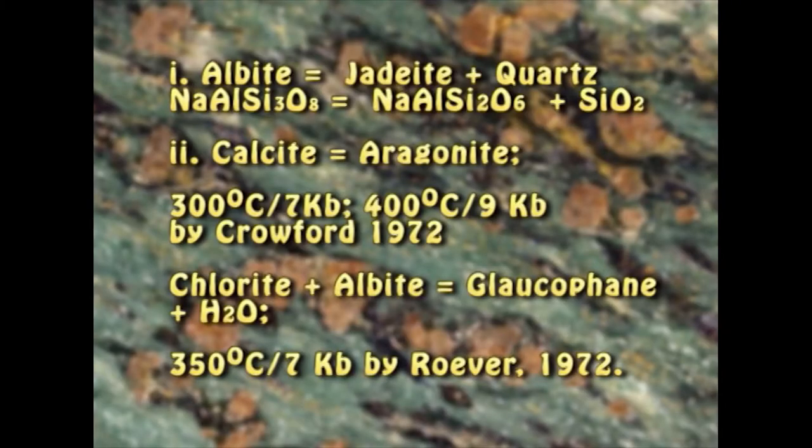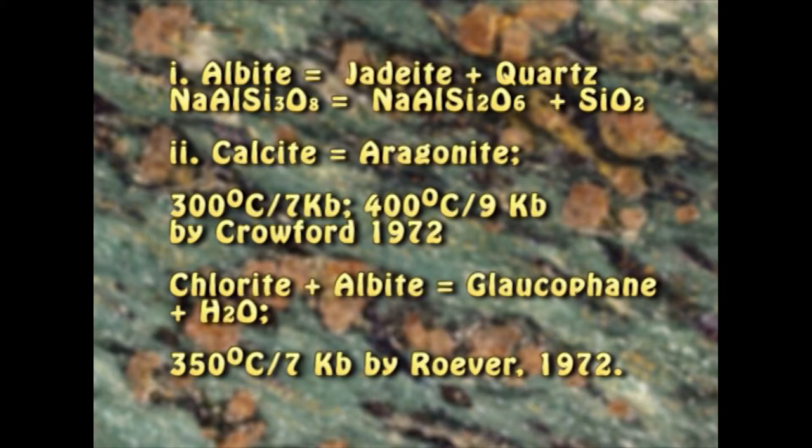Thus, the disappearance of lawsonite and appearance of epidote minerals mark the beginning of glaucophane greenschist facies, higher pressure equivalent of greenschist facies. Pressure condition is indicated by the following reactions. Reaction number 1, albite changes into jadeite plus quartz, that is NaAlSi3O8 giving rise to NaAlSi2O6 plus SiO2. Second important reaction, calcite giving rise to aragonite at 300 degrees centigrade 7 kilobar, 400 degrees centigrade 9 kilobar, Crawford in 1972.